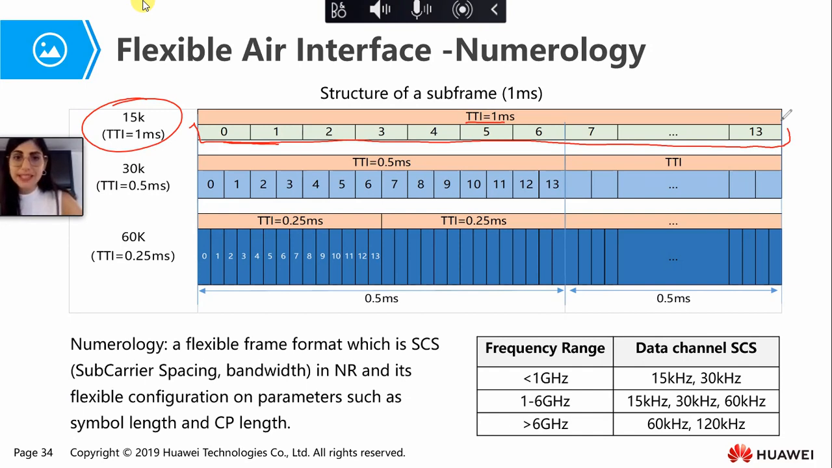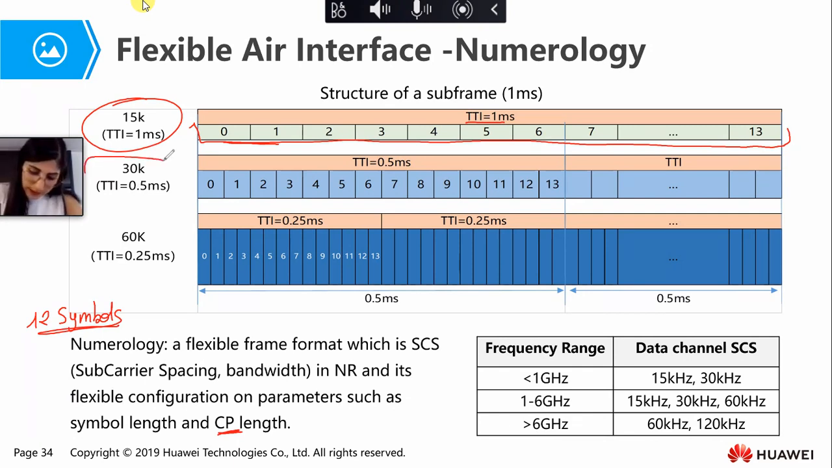Actually, in here we can make another consideration about the cyclic prefix, because we have 14 symbols if we use the short cyclic prefix. If we use the long cyclic prefix, then we will have 12 symbols. So here in this slide, we are considering the short cyclic prefix.